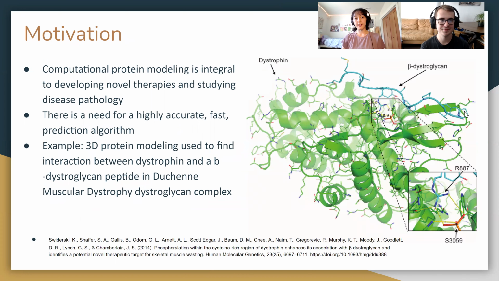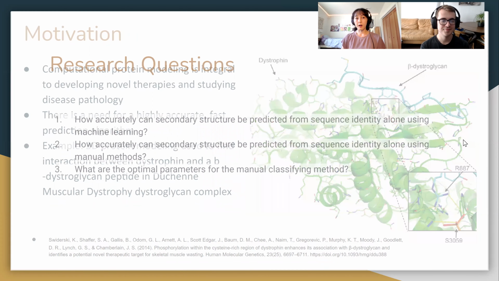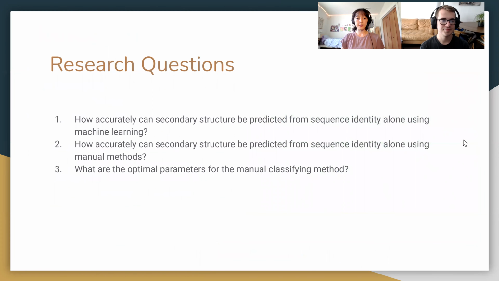So our motivation is that computational protein modeling is integral to developing novel therapies and studying diseases. To the right is an example of a paper that used computational modeling to find a new intermolecular interaction in the dystroglycan complex, which opened up new pathways of therapies for people with Duchenne's muscular dystrophy. So we found that there's a need for a highly accurate and fast prediction algorithm to further this kind of science.